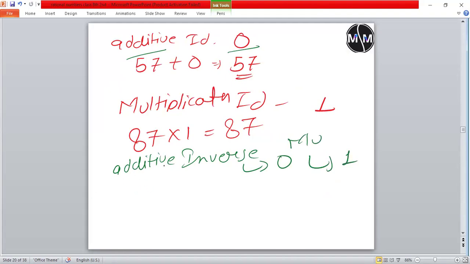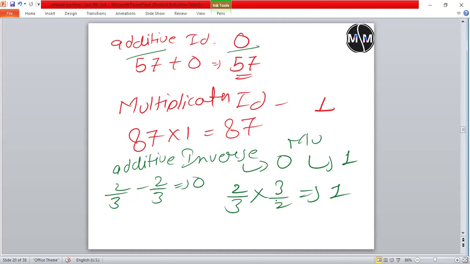The additive inverse of any number, like we take 2 by 3. Its additive inverse is minus 2 by 3, and their sum is equal to 0. And for multiplicative inverse, if we take 2 by 3 as a number, then its multiplicative inverse is 3 by 2, and the product is equal to 1. As I told you, in additive inverse, we will get the answer 0, and in the multiplicative inverse, we will get the answer 1. And in additive identity, we add 0, and in multiplicative identity, we multiply the number by 1.